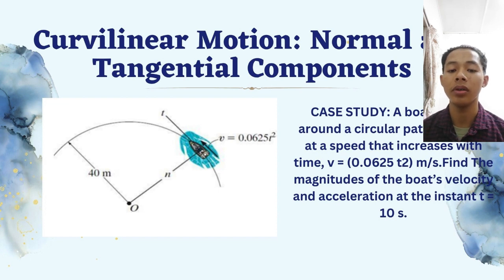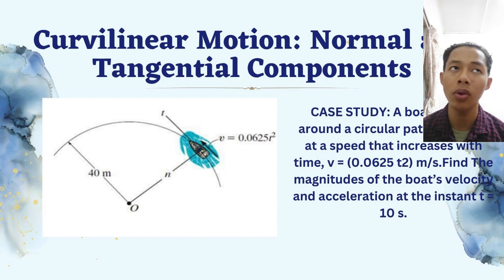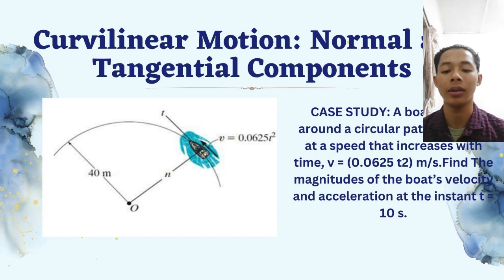As an example, consider a boat moving along a circular path. We can analyze its motion using the normal and tangential components. This understanding is fundamental to comprehending how boats navigate curves in the sea and lake.